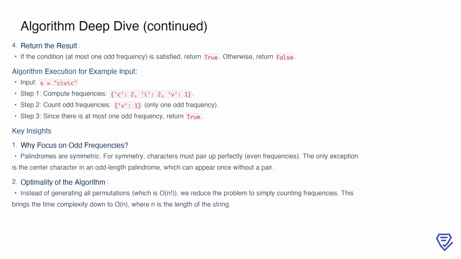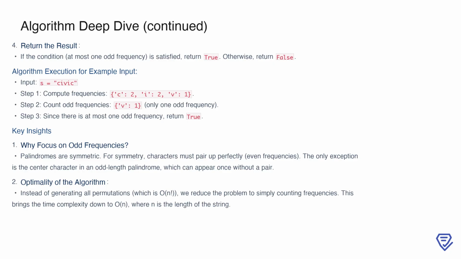Let's apply this to the example input "civic". First, we compute the character frequencies, resulting in c:2, i:2, v:1. Then, we count the odd frequencies and find that only v has an odd count. Since there's at most one odd frequency, the function returns true.